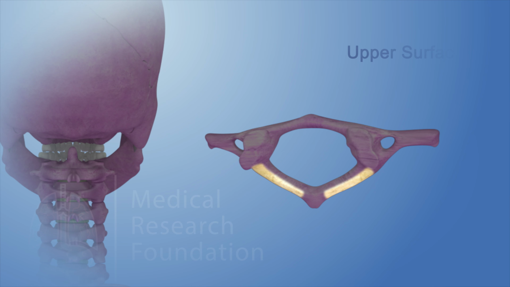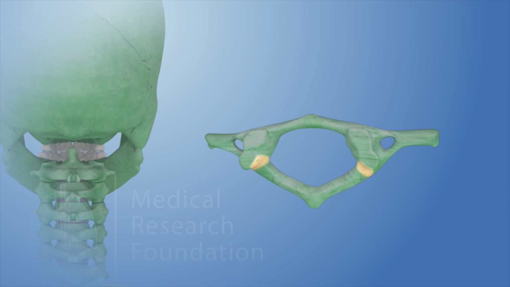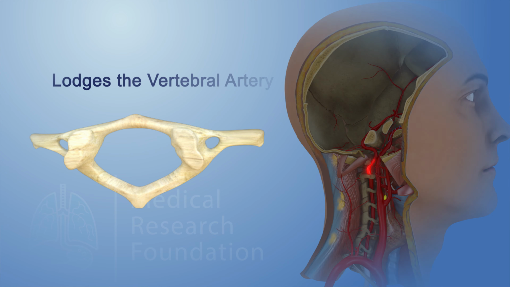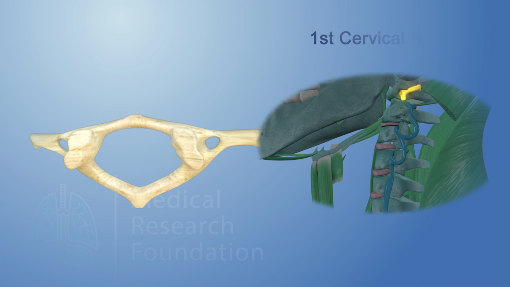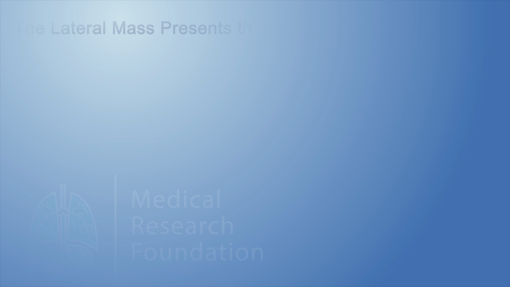The upper surface of the posterior arch behind the lateral mass is marked by a groove which lodges the vertebral artery and the first cervical nerve. The lateral mass presents the following features.